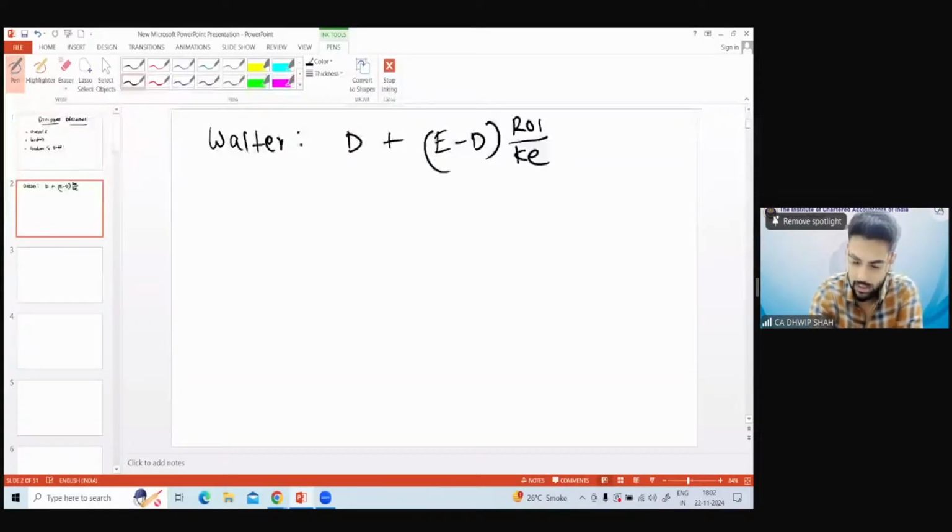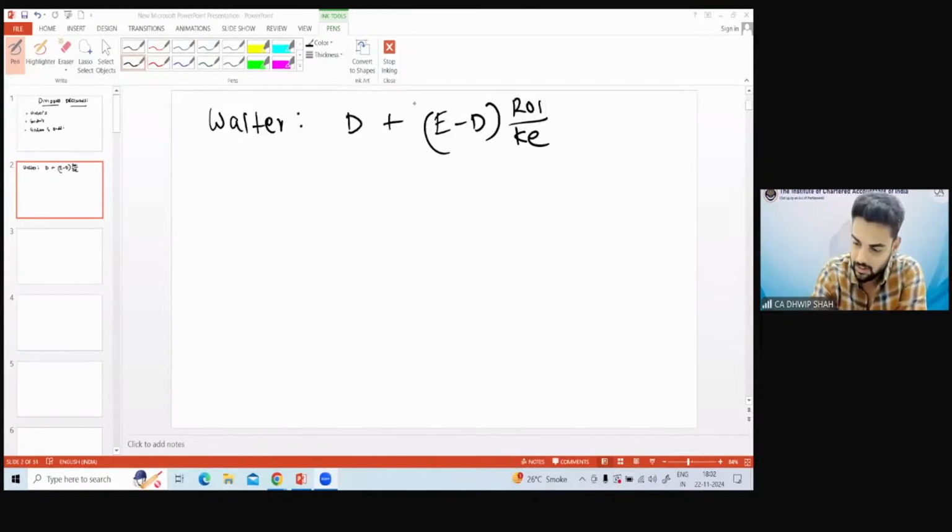Now, friends, tell me the formula of market price given by Walter. It was something like this: D plus E minus D multiplied by ROI divided by KE, the whole upon KE. Can you see my screen now? Yes. Can you see it now?